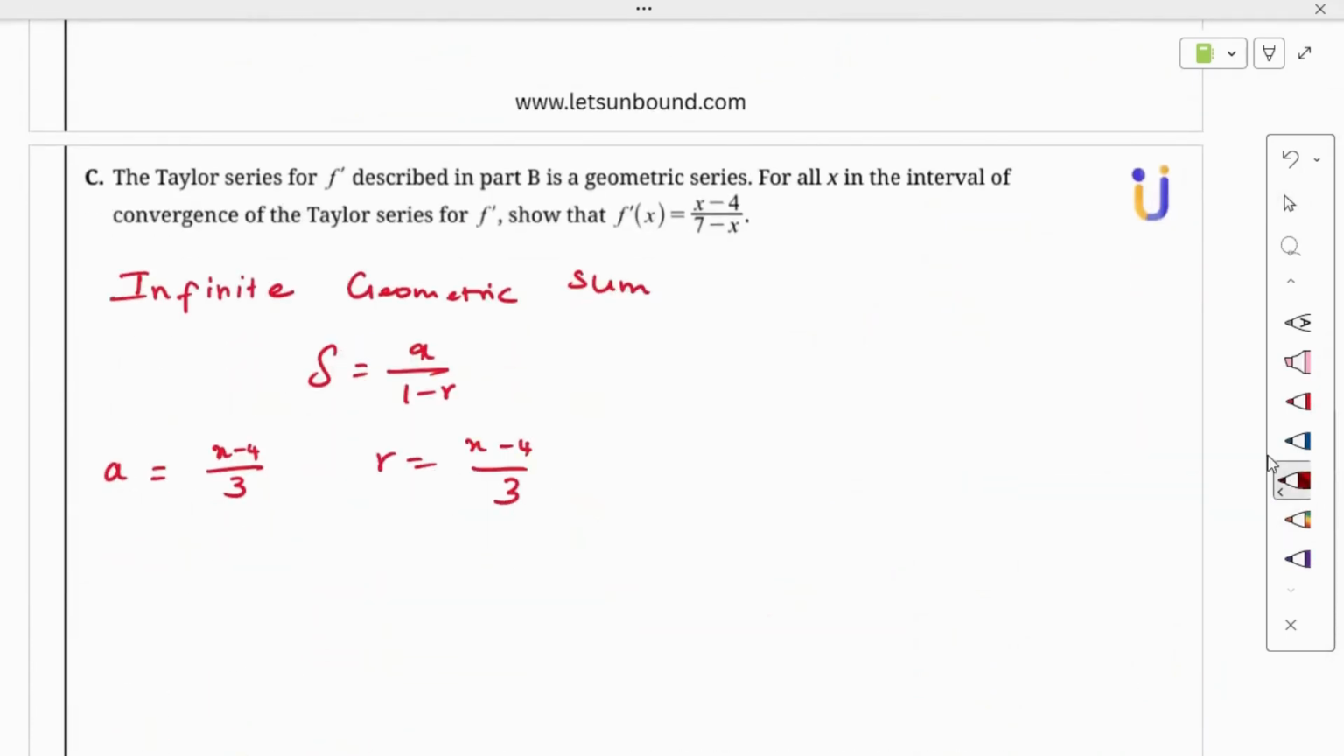Just plug in, you will get the infinite geometric sum. S is equal to a, which is (x minus 4) by 3. Let's find what is 1 minus r here: 1 minus (x minus 4) by 3. I can write 1 as 3 by 3, so 3 minus x plus 4.